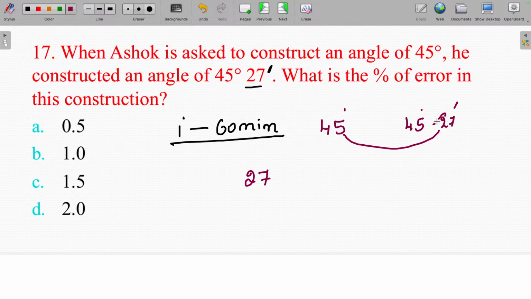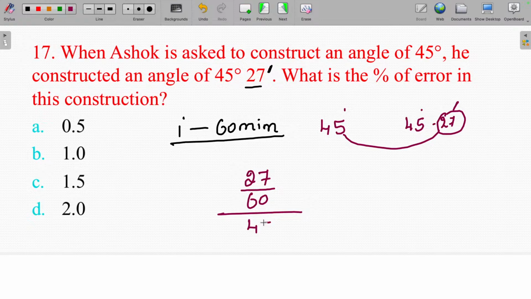Convert this to degrees. This is a degree also, but written in minutes. To convert 27 to degrees, we have to divide it by 60. Okay, it is the minutes now. The error will be this. Now I want it in percentage. How much error? 27 by 60 is the error compared to 45.